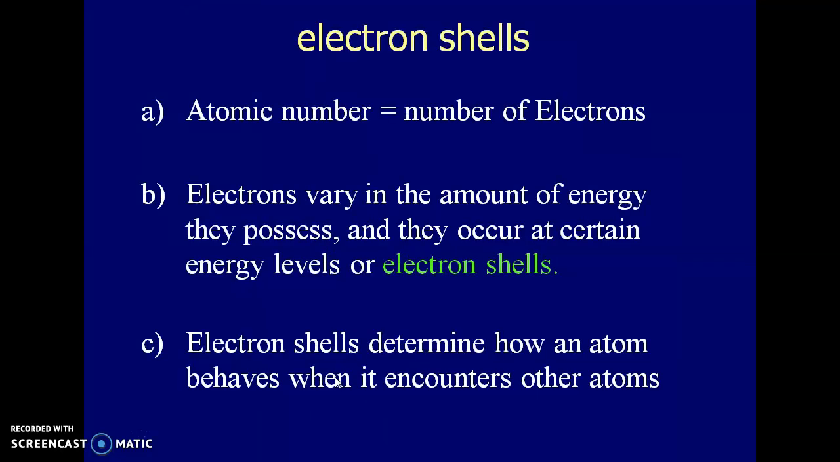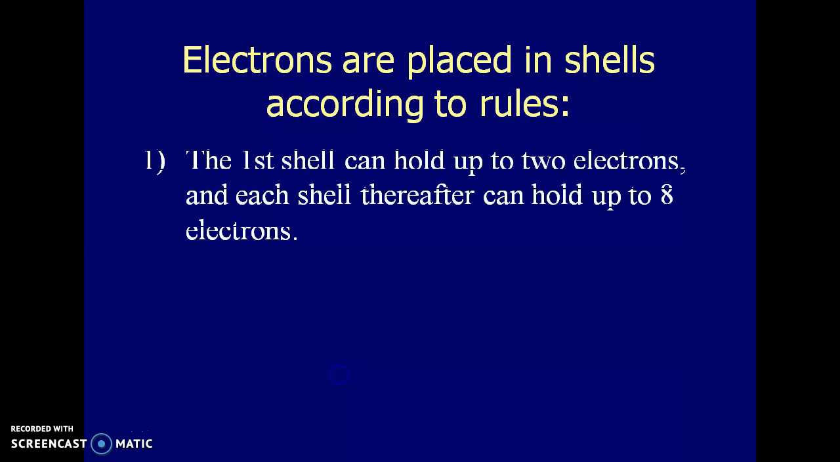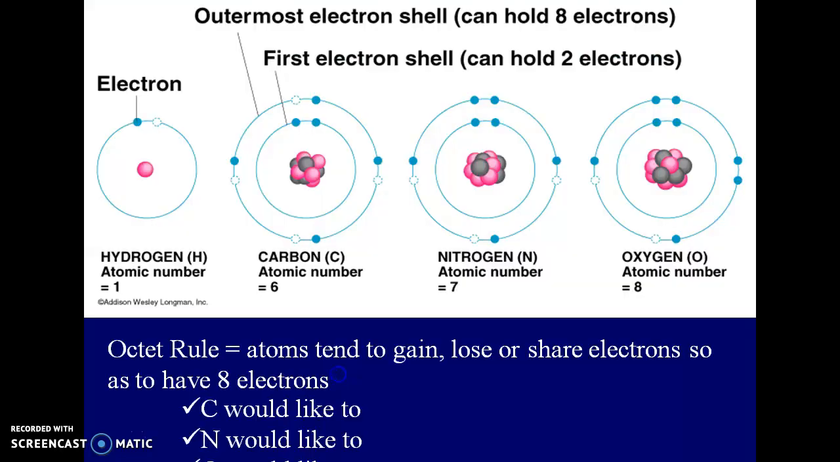Electron shell. The number of electrons present in an atom indicates its atomic number. Electrons vary in the amount of energy they possess, and they occupy certain energy levels in the electron shell. The electron shell determines how the atom behaves in relation to other atoms. Electrons are placed in shells according to a rule: electrons always fill in increasing order. The first shell contains 2 electrons, and the second shell contains 8 electrons.